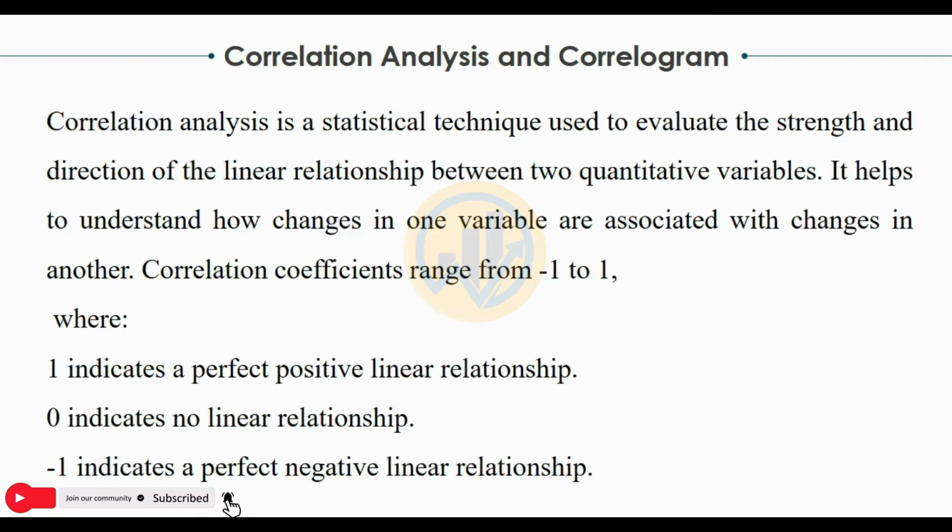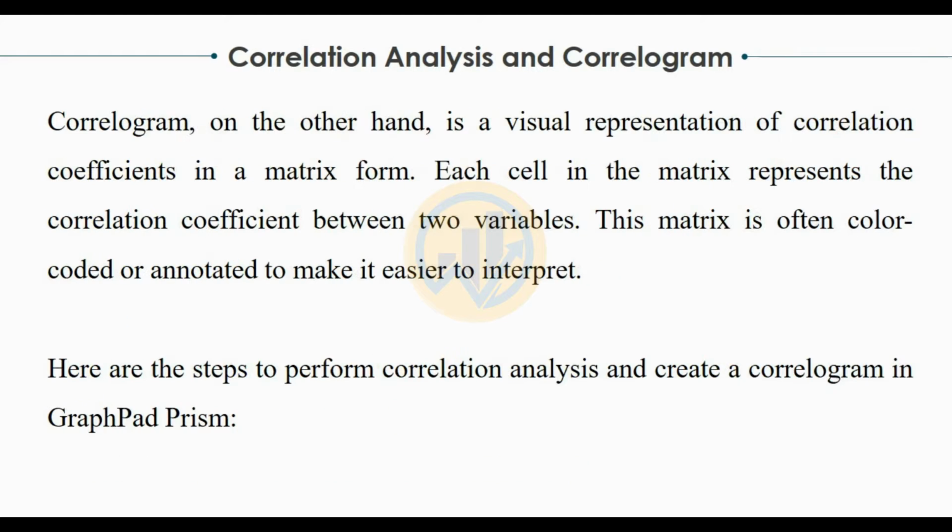The correlation analysis is a statistical technique used to evaluate the strength and the direction of the linear relationship between two quantitative variables. It helps to understand how changes in one variable are associated with changes in another. The correlation coefficients range from -1 to 1, where 1 indicates a perfect positive linear relationship, 0 indicates no linear relationship, and -1 indicates a perfect negative linear relationship.